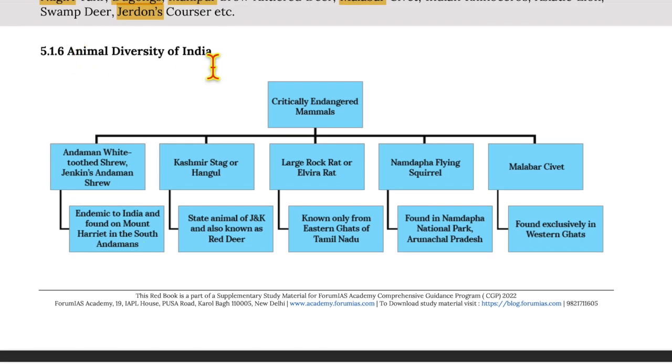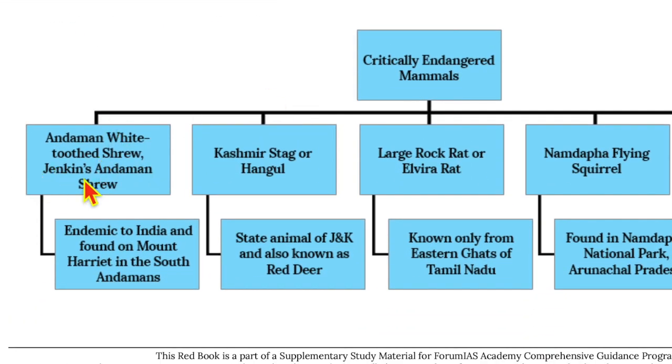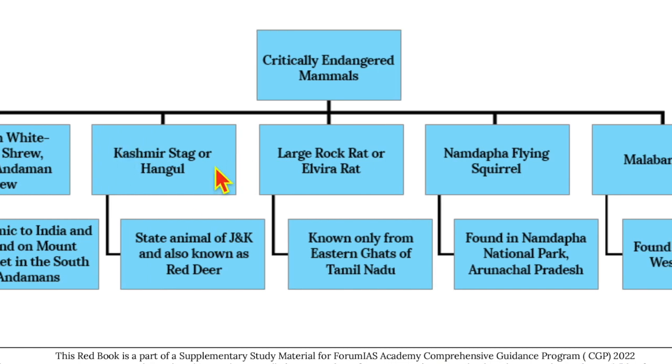Now, moving on to the animal diversity of India, the critically endangered mammals would include Andaman white-toothed shrew, Jenkin's Andaman spiny shrew, endemic to India. These Andaman shrews are found in Mount Harriet in South Andaman. Kashmir stag or hangul, state animal of Jammu and Kashmir, also known as red deer. Large rock rats or Elvira rats, known only from the Eastern Ghats of Tamil Nadu.